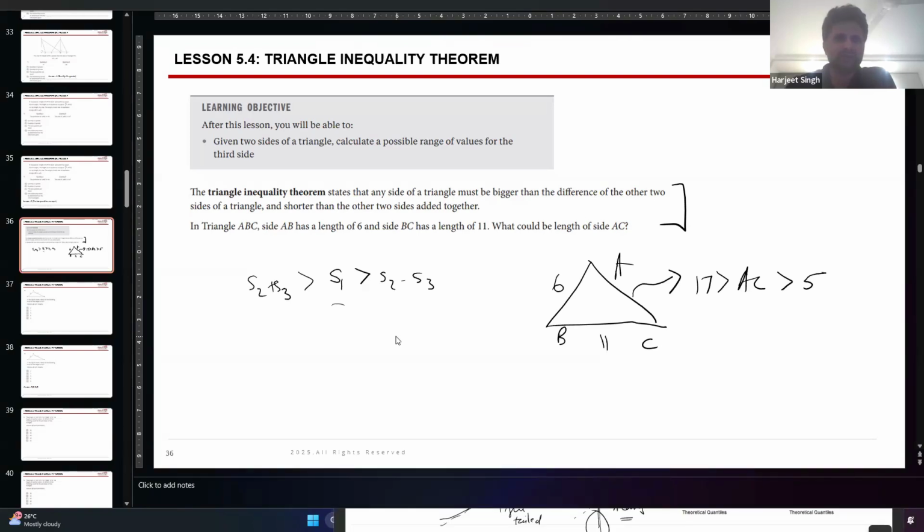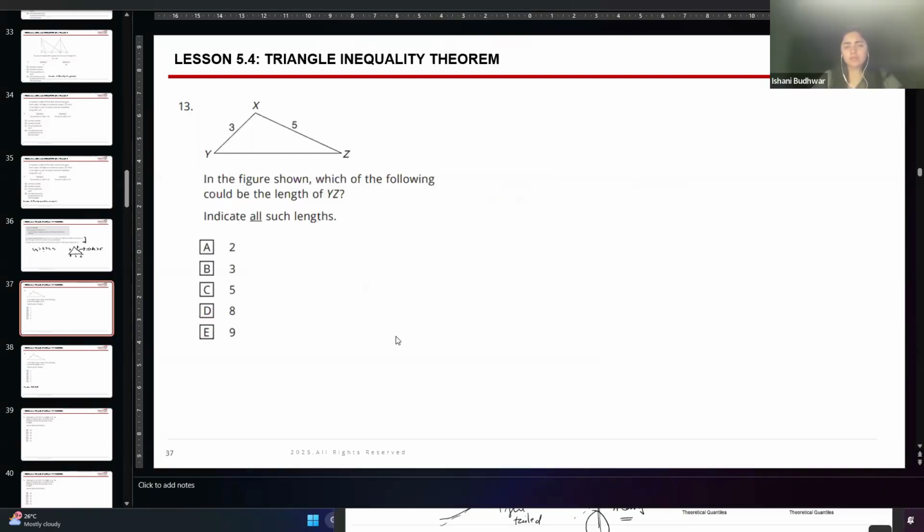All good? Okay. All right. First question for this section. In the figure shown, which of the following could be the length of YZ? And we need to mark all these boxes which fit into the appropriate lengths for YZ.